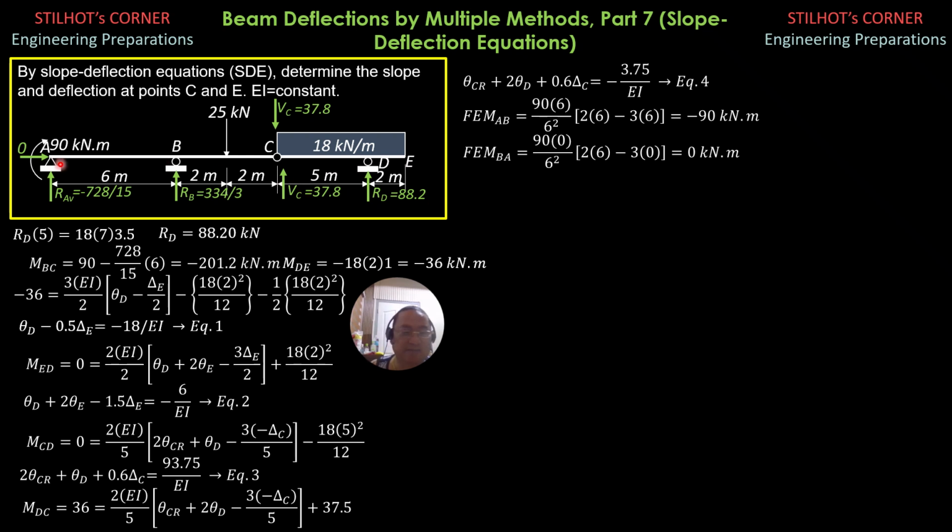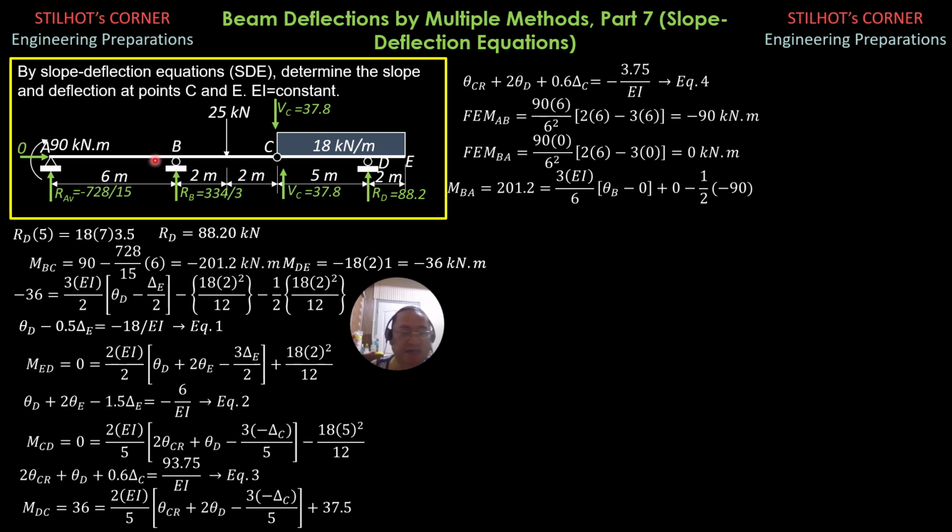We then set up MBA because A and B are supports that do not settle. Therefore, delta A or delta B is 0. So substitute MBA, which is the positive of 201.2. So MBA is 201.2 equals 3 times EI over L. We use 3 because the moment at the far end is 0. This is an end span also.